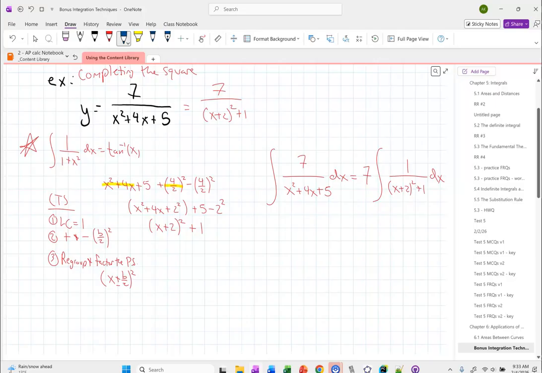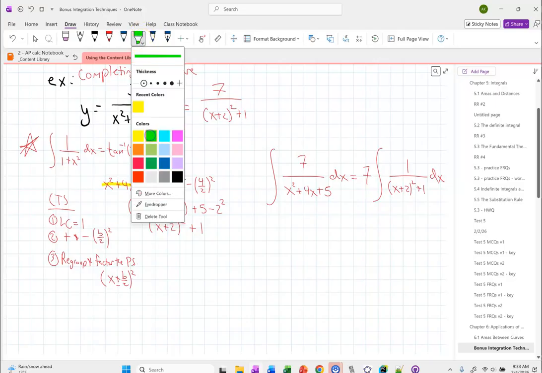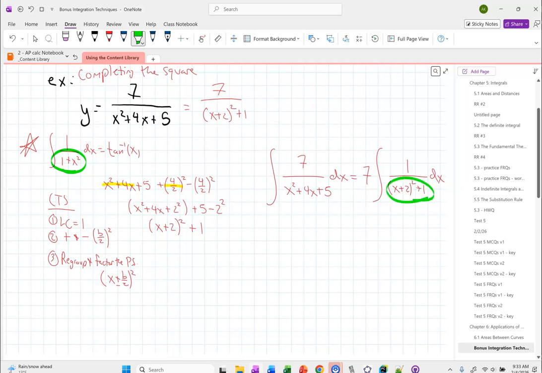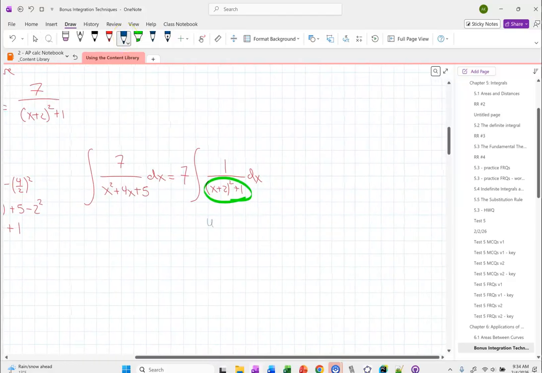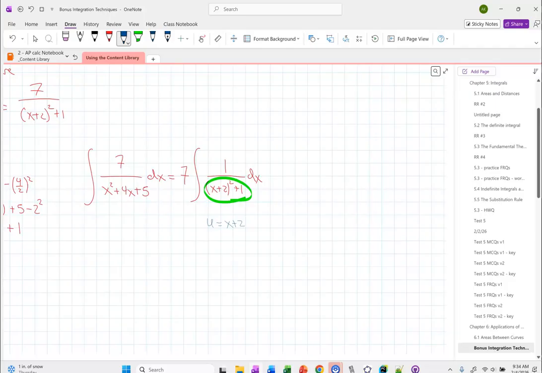So this almost looks the same, right? Everybody see that? What am I going to need to do here? I'm going to make a u substitution that'll get it to look exactly like we need. My u is going to be just the x plus 2. Which means that since it's just a linear term, du is just going to be dx.